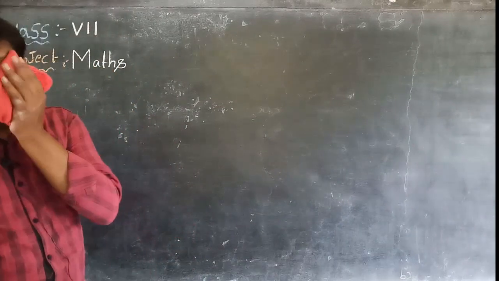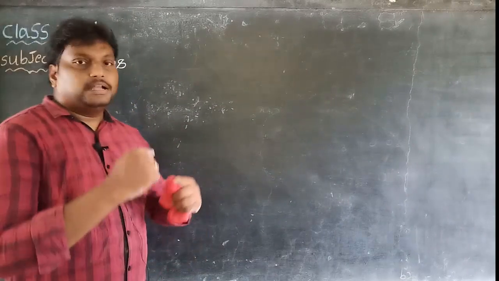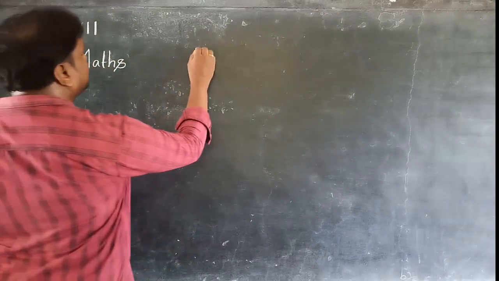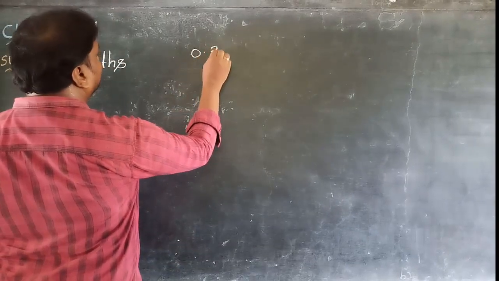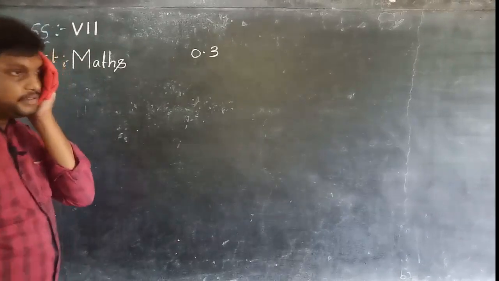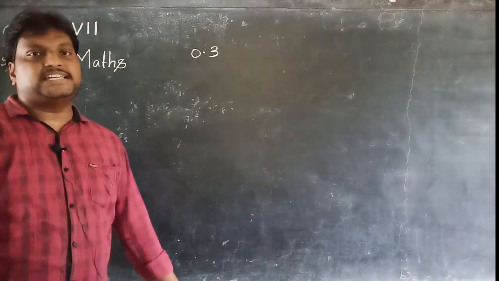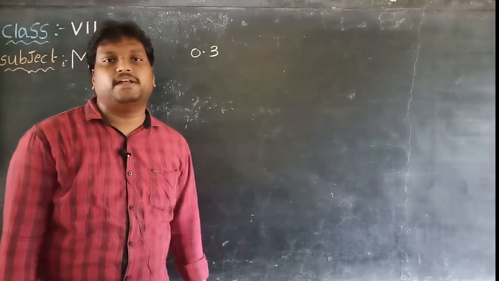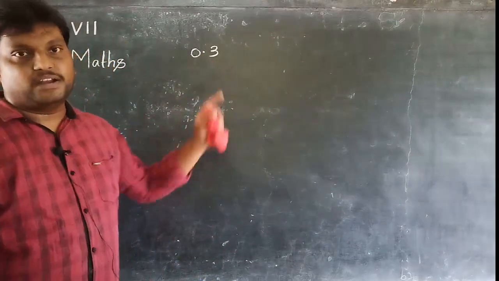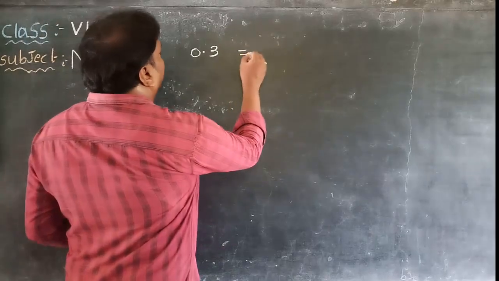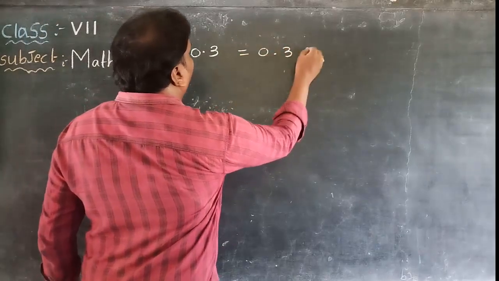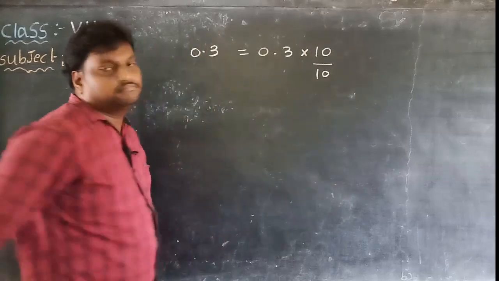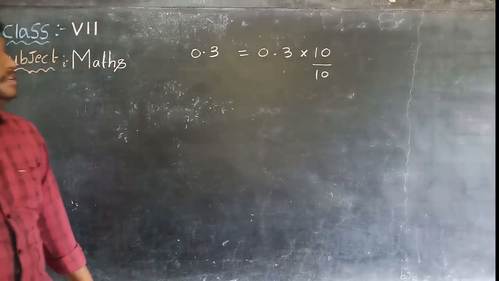Now the same procedure, now decimals to fractions, how to convert? Just 0.3 I am taking. Now just check it. In the decimal part, how many digits are there? In the decimal part there is 1 digit, which means we should multiply by 10 by 10.